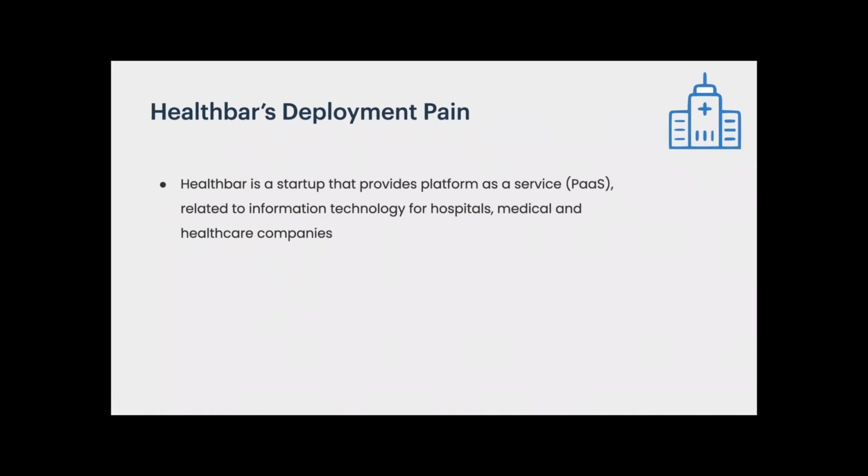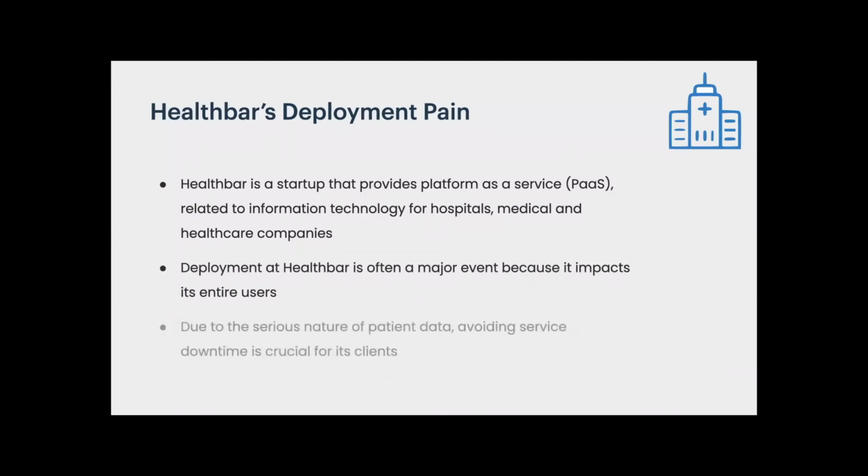For the next couple minutes, a hypothetical startup, Healthbar, will be used to illustrate how feature flags can simplify deployment and feature release for microservice-oriented companies. Healthbar is a startup that provides platform as a service related to information technology for hospital, medical, and healthcare companies. Deployment at Healthbar is often a major event because it impacts its entire user base. Due to the serious nature of patient data, avoiding service downtime is crucial for its clients.